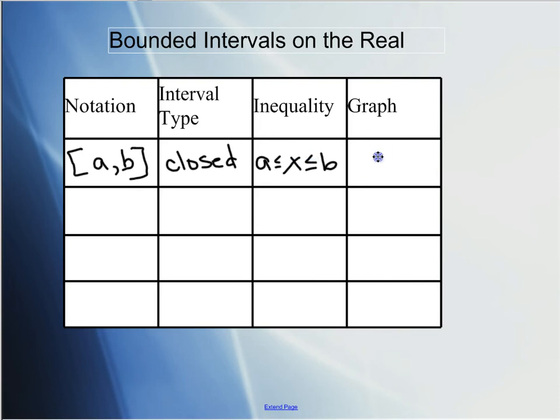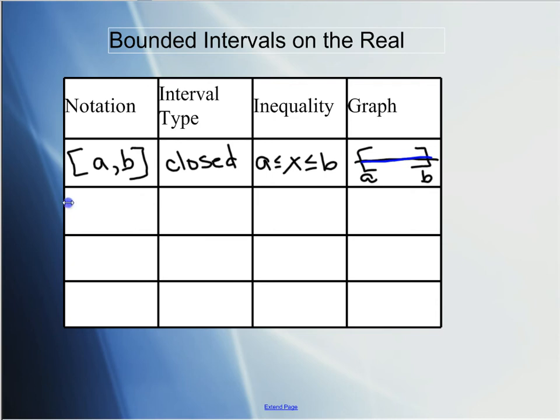And then the graph is going to be a square bracket with an A under that, and another square bracket with a B, and everything in the middle. So while this notation sort of looks like an ordered pair, it's really describing an interval, all the numbers between A and B, including A and B because of the equal to sign.